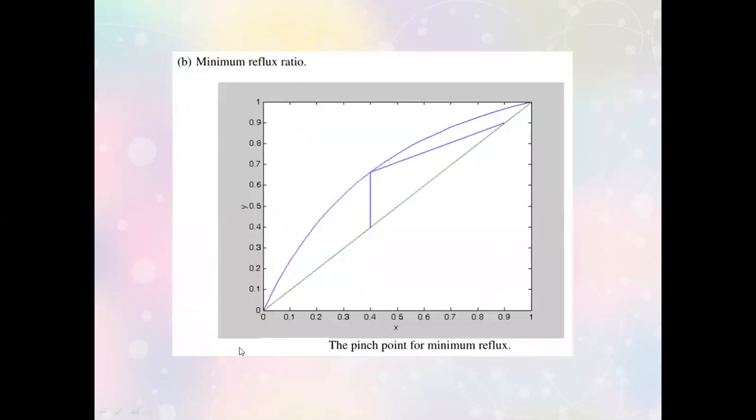Okay? Now, that's the minimum reflux there. You know why it's like that? It's because at minimum reflux, your q-line touches the equilibrium curve, and this is your enriching section operating line. So this is your pinch point.